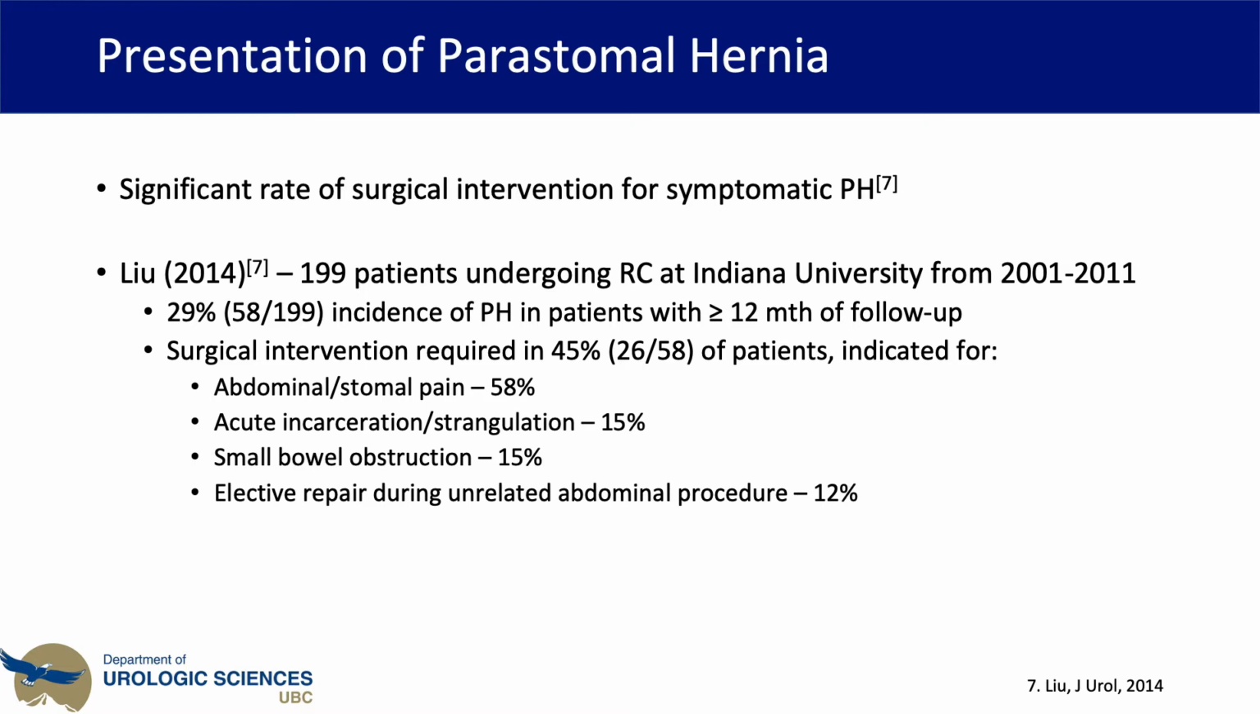45% of their patients with a parastomal hernia required surgical intervention. Of these patients, the indication for surgery for the most part was pain. 15% of those were for acute incarceration or strangulation, and 15% were for small bowel obstructions. So those are certainly important numbers to note. 12% of patients had a repair simply because they're undergoing unrelated abdominal surgery.